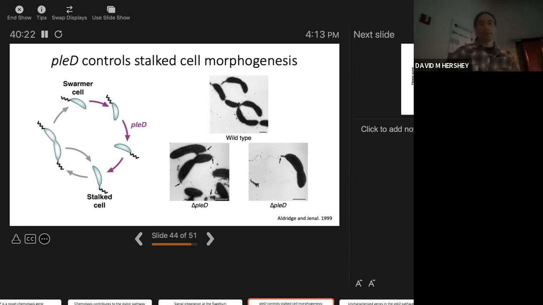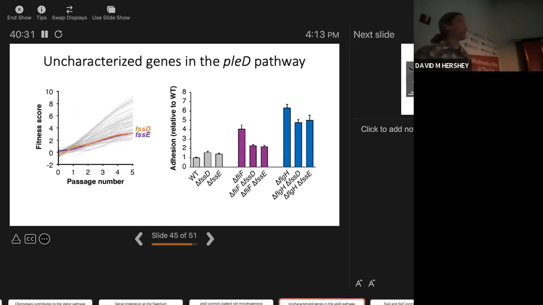So we've found a handful of genes that seem to behave like PLD in the screen, and I'm going to highlight two of those here. We call these genes FSSD and FSSE. This time, again, we're looking at the adhesion phenotypes. We delete these genes in an early stage mutant, and this time we get suppression of the hyper-holdfast response. We delete them in a late stage mutant, we get suppression. So this is not the MotB pattern. This is the PLED pattern, right? These mutations suppress the hyper-holdfast response in any flagellar mutant.